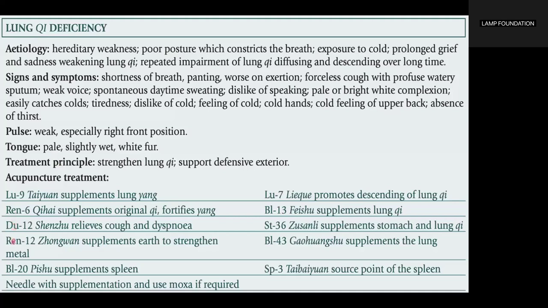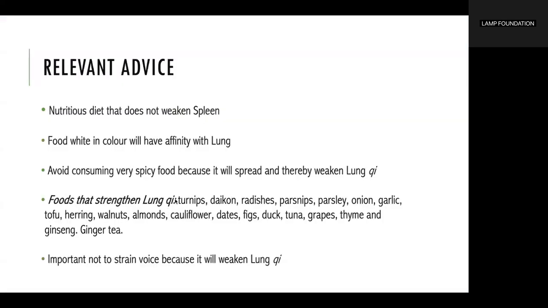cough and dyspnea, Ren 12 to supplement earth to strengthen metal, Bladder 20 to supplement the spleen, Lung 7 to promote the descending of lung qi, Bladder 13 to supplement lung qi, Stomach 36 to supplement stomach and lung qi, Bladder 43 to supplement the lung, and Spleen 3, the source point of the spleen. We needle with supplementation and use moxa if required.